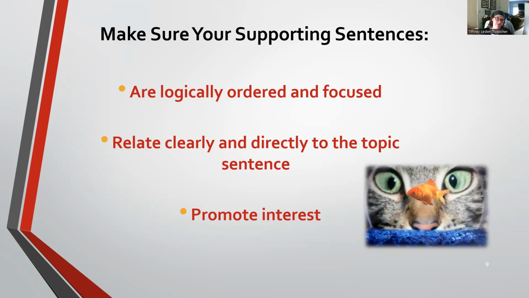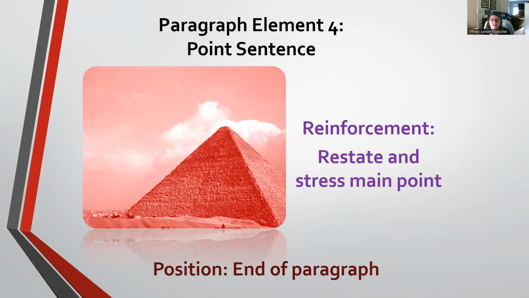You want to make sure that obviously anything you write, you're promoting interest in your topic. And one way to do that is simply to make sure that everything in the paragraph is relating back to that topic sentence and that everything is presented in an organized fashion. Okay. The fourth element of a paragraph is the point sentence. I will sometimes refer to this as your concluding sentence because it comes at the end of your paragraph.